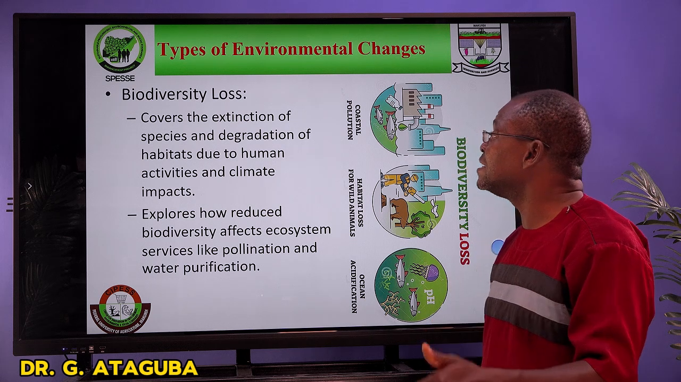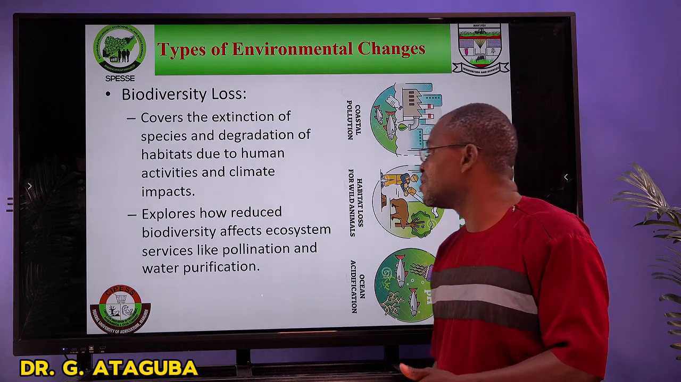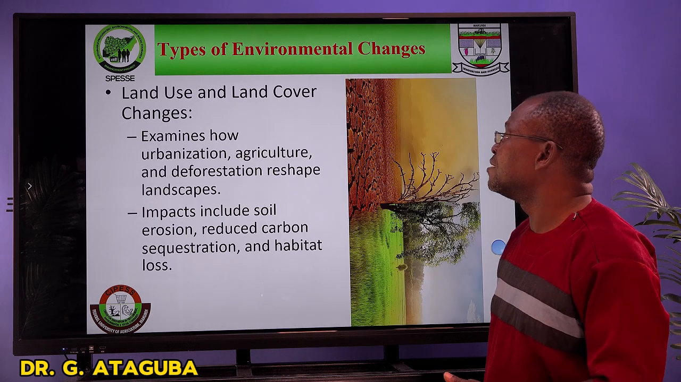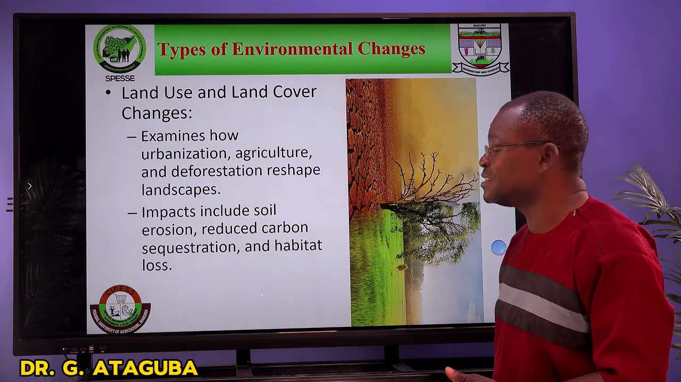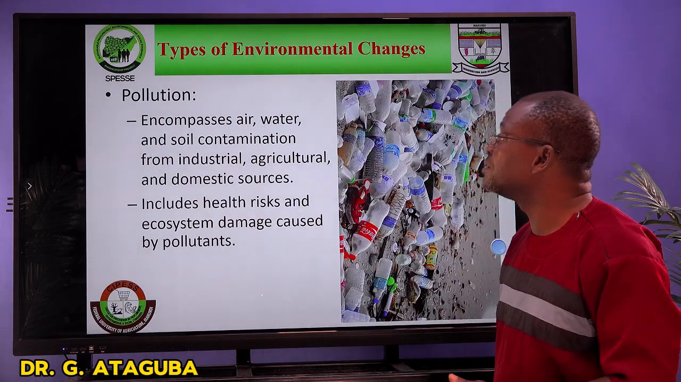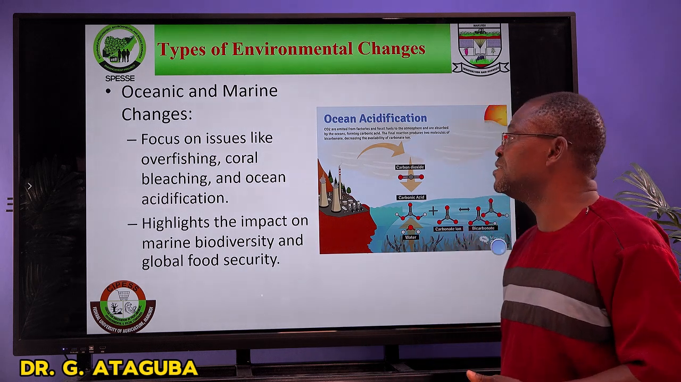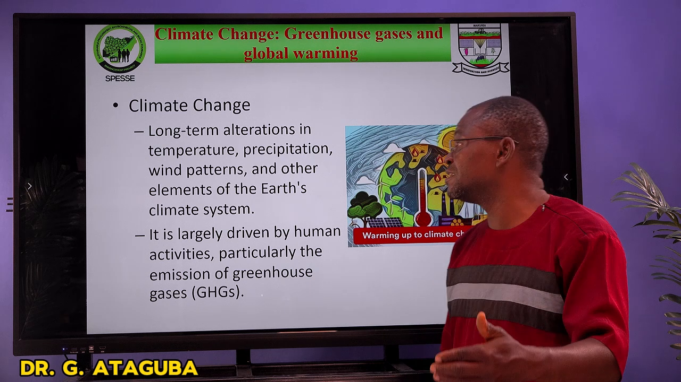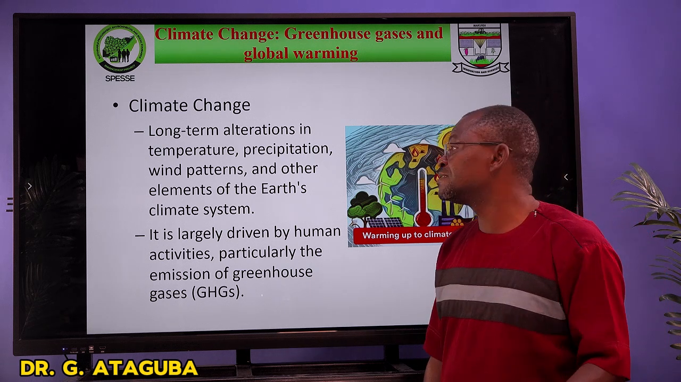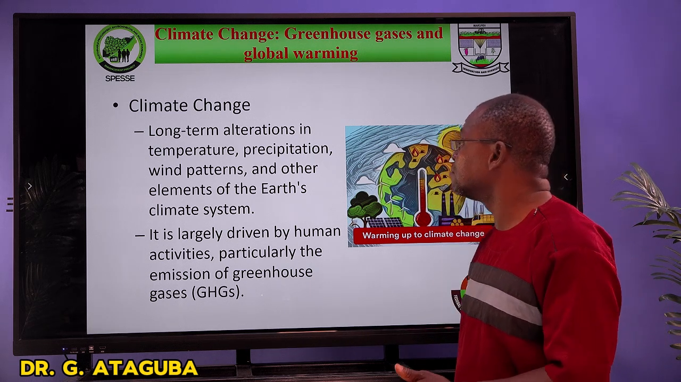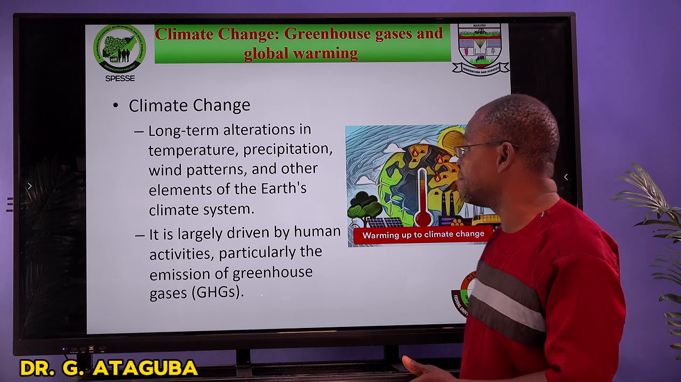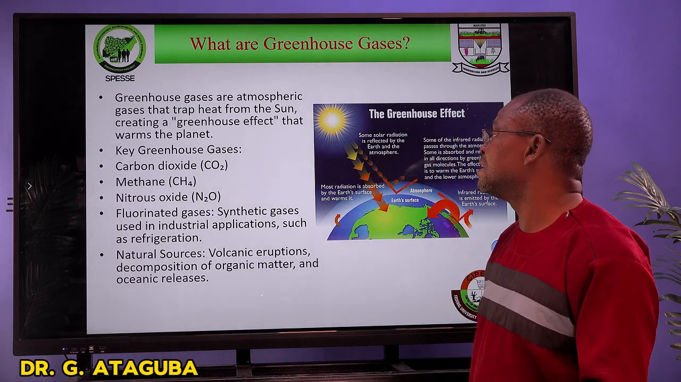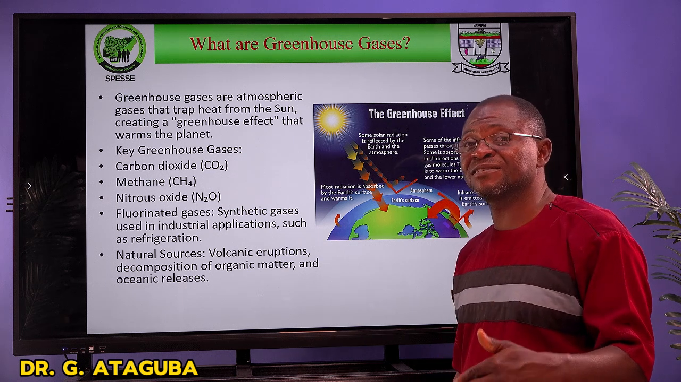So, these environmental changes can be seen in terms of biodiversity loss, okay? And that means that we have a reduced number of species in our environment. We also have land use and land cover changes. We have pollution and oceanic and marine changes, as well as climate change itself, which is a long-term alteration in temperature, precipitation patterns, and wind patterns in the Earth's climate system.